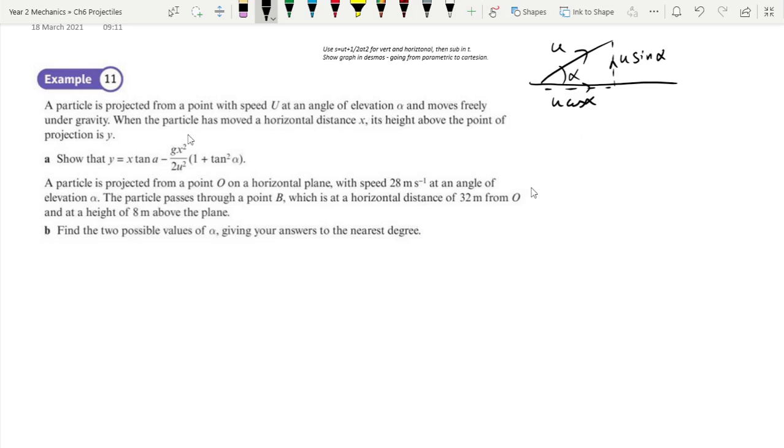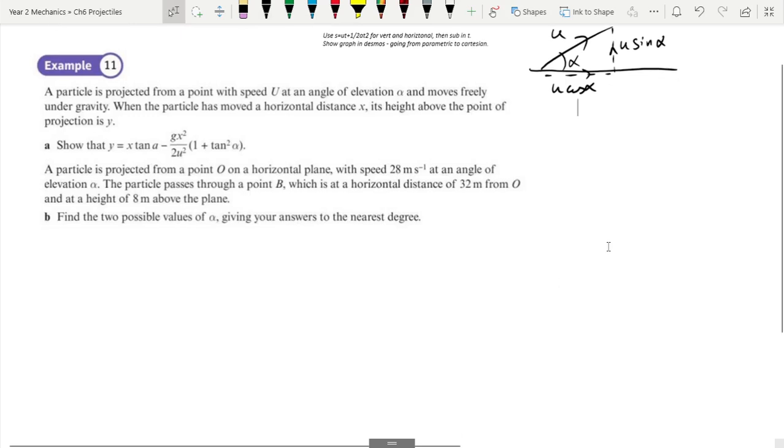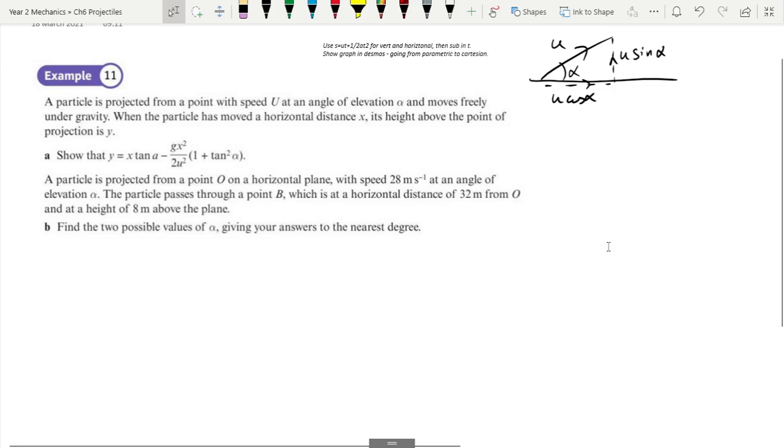And we've got to show that if the horizontal distance is x and the vertical distance is y, this equation is true. So what we're going to do is do it horizontally and vertically separately, and then put them together to make this one equation. This is basically akin to going from a parametric equation, where we describe x in terms of t and y in terms of t, and turning it into a Cartesian equation, y in terms of x, like this. Okay. So let's do horizontal first of all.